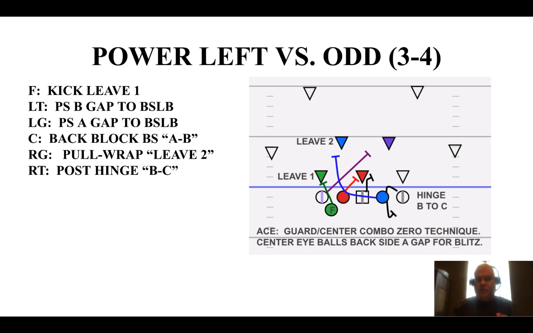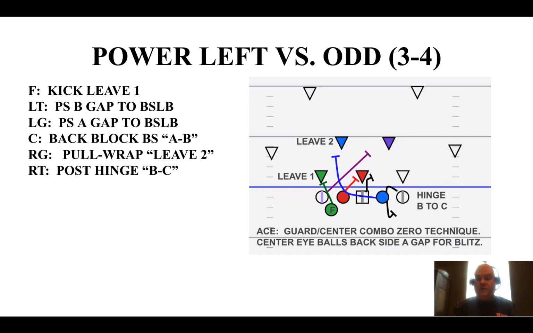In this example, we can try to combo. We can ace it. The center is going to eyeball that backside linebacker. And due to alignment, we're going to try to just hinge with the right tackle. Since he's the backside tackle, we're going to try to hinge with him, and hopefully he can take care of that four technique.